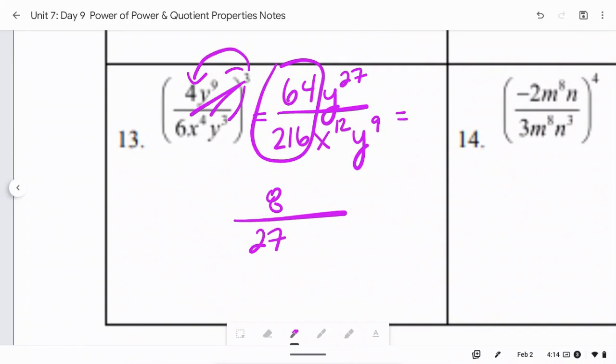And then I'm going to just keep x to the 12th in the denominator, and then I'm going to subtract the y's since it's division. 27 minus 9, that would give me y to the 18th. And that's my final answer.